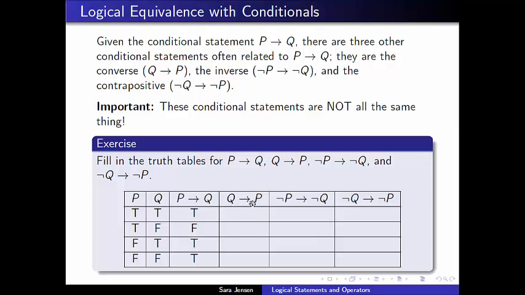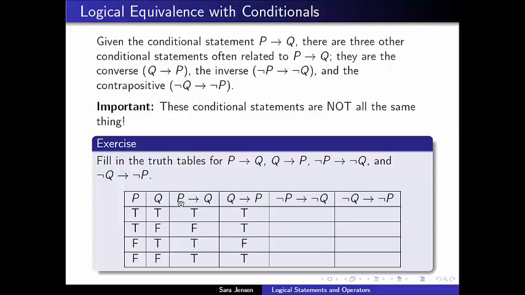Looking at Q implies P, the only location of the false inside this conditional statement will be when Q is true, so either here or here, and P, the consequent in this situation, is false. So that's right here in the 3rd row of the truth table, and we see that this truth table should read true, true, false, true.